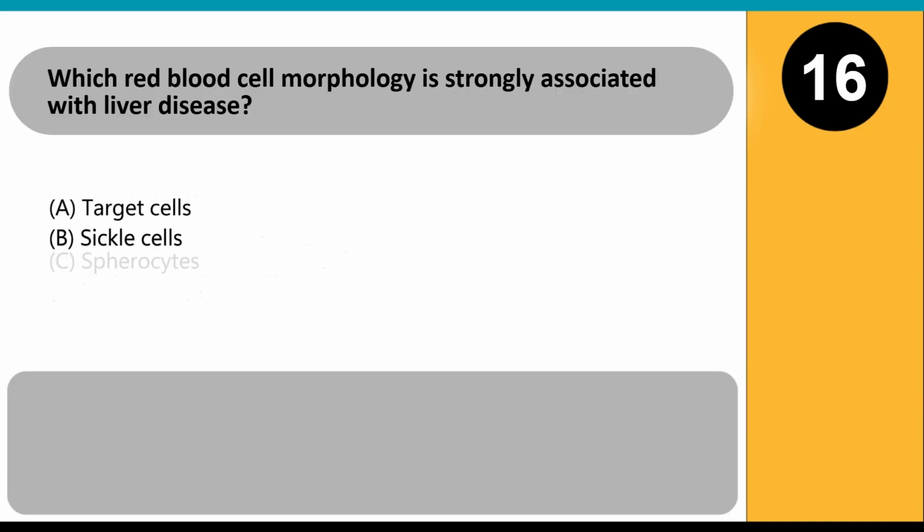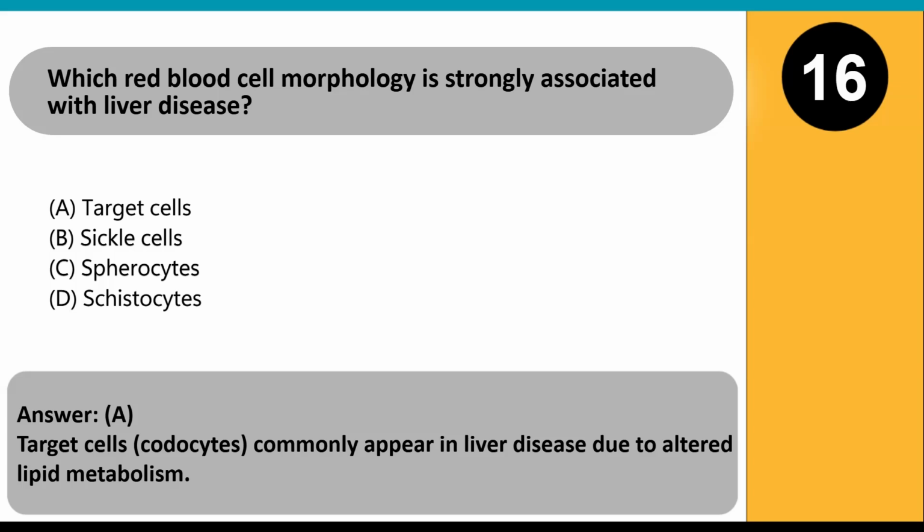Which red blood cell morphology is strongly associated with liver disease? A. Target cells. B. Sickle cells. C. Spherocytes. D. Schistocytes. Answer A. Target cells, podocytes, commonly appear in liver disease due to altered lipid metabolism.